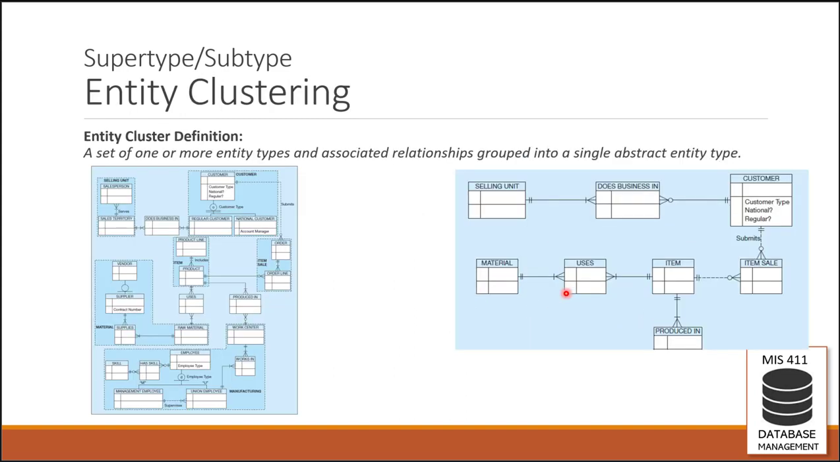The second concept, and we're just throwing this in, is actually a really simple one, and this has to do with simplifying visually what we're looking at when we're looking at ER diagrams. Here we see what's called entity clustering. An entity cluster is a set of one or more entity types and associated relationships grouped into a single abstract entity type. To this point, we've looked at some very simple examples. We'll have maybe 3 or 4 entities on the board, a relationship or two, something that looks kind of like this.